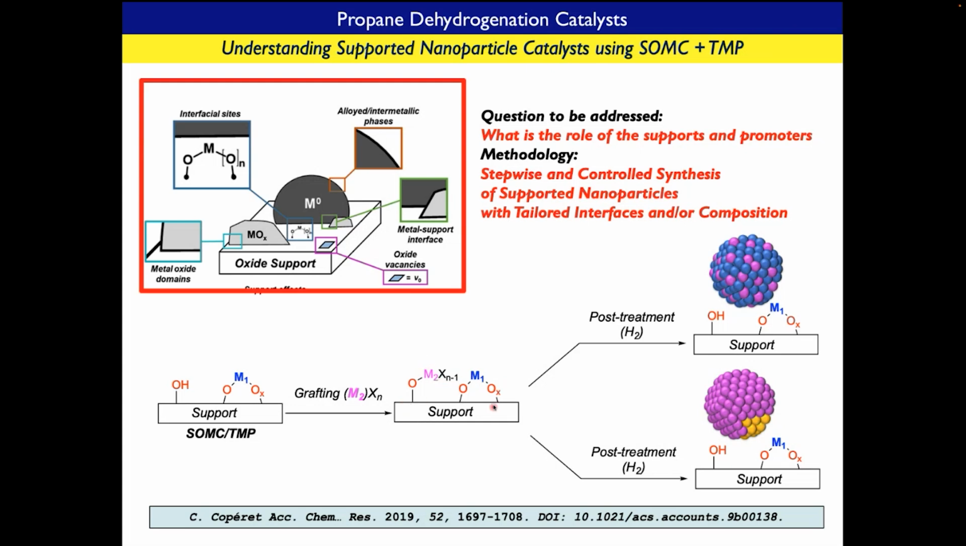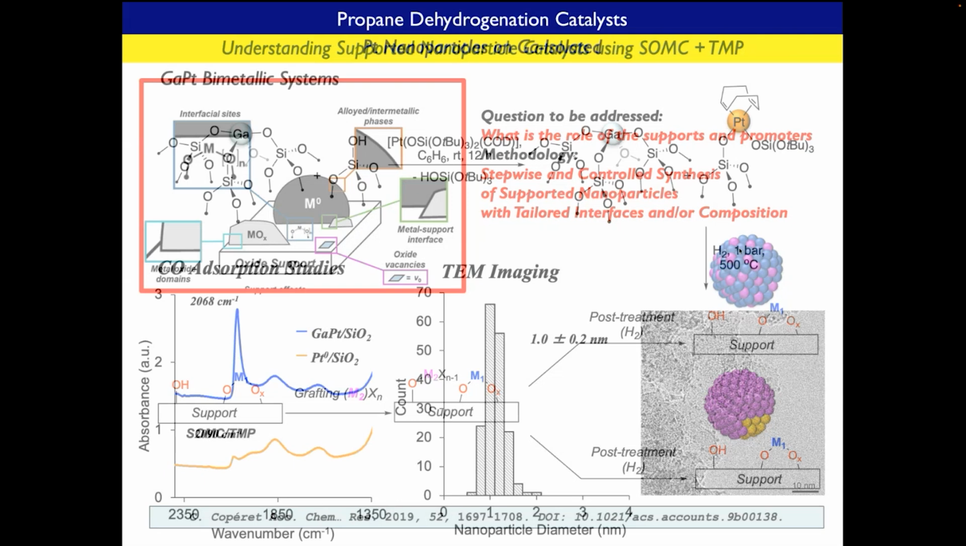And then by a post-treatment, we are going to generate platinum atoms, and our platinum atoms will generate a nanoparticle. And depending on the system and how robust this isolated site is, either you will generate a nanoparticle of platinum with an interface of gallium oxides, or you will generate a platinum-gallium alloy with some kind of interfaces. So let me show you the results.